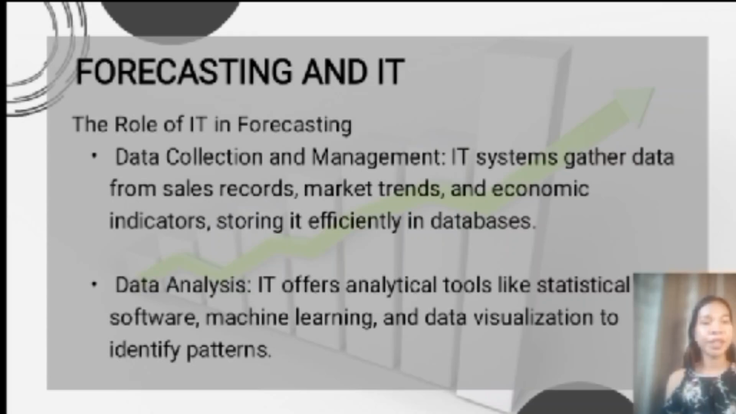The role of IT in forecasting. So we have here data collection and management. So IT systems are like digital organizers. They automatically gather data from different places like sales records, market trends, and economic indicators and store it neatly in databases. This makes the data easy to find and use for analysis. For example, think of a supermarket using barcode scanners at the checkout. Every item scanned creates data that's stored in a database. This data helps the supermarket understand what products are selling well and when.